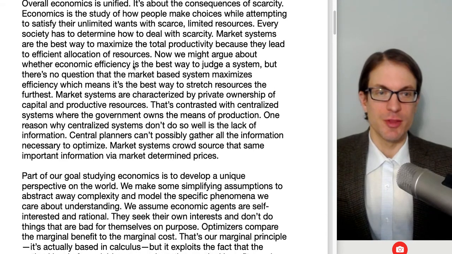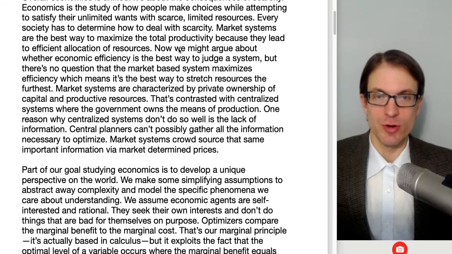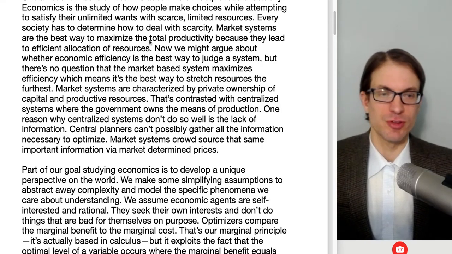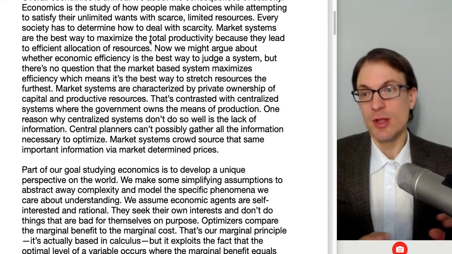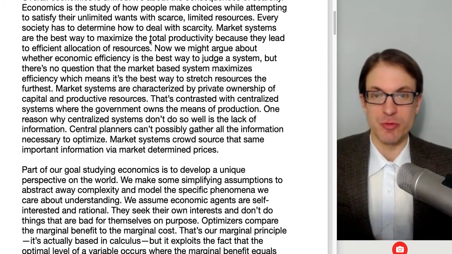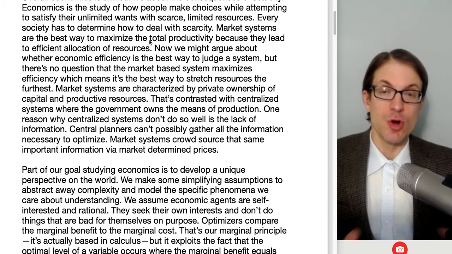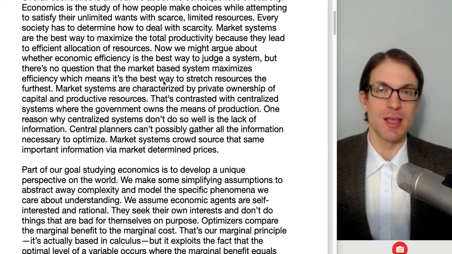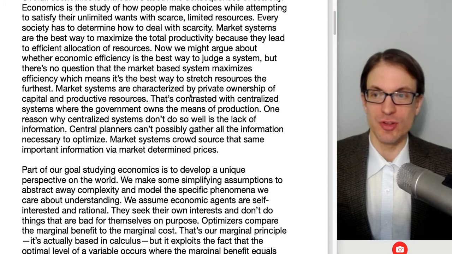Market systems are the best way to maximize total productivity because a market system leads to the efficient allocation of resources. And of course, we might argue about whether economic efficiency is the best way to judge a system, but there's no question that the market-based system maximizes efficiency, meaning it's the best way to stretch resources the furthest to raise standard of living generally throughout the society.